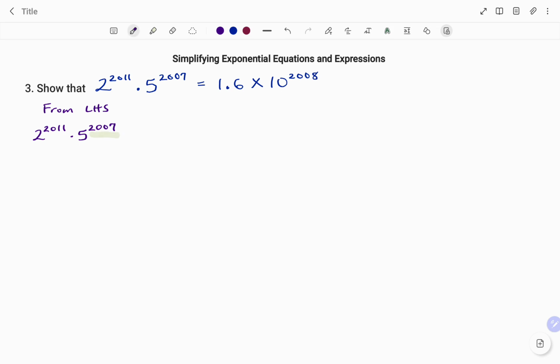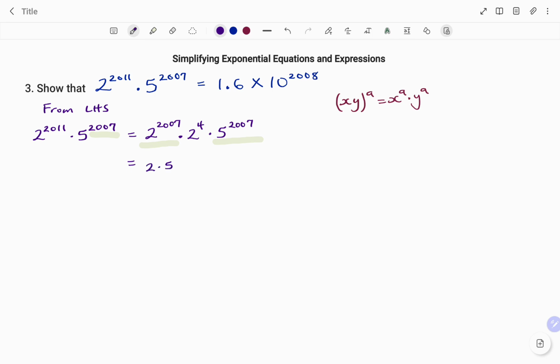I'm going to use the lowest exponent as my base or my reference. In this case, that's 2007. So I'm going to split up 2 to the power of 2011 into 2 to the power of 2007 times, to make 2011, that will be 2 to the power of 4, multiplying 5 to the power of 2007. Remember, laws of exponents state that if I have xy to the power of a, it is the same as x to the power of a times y to the power of a. And if you check my 2 to the power of 2007 and 5 to the power of 2007, they both have the same exponent, so I'm going to group them.